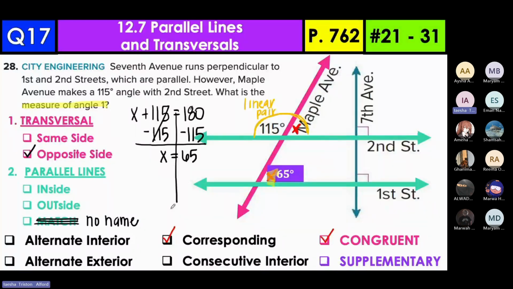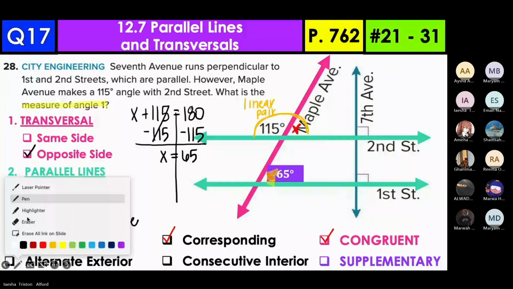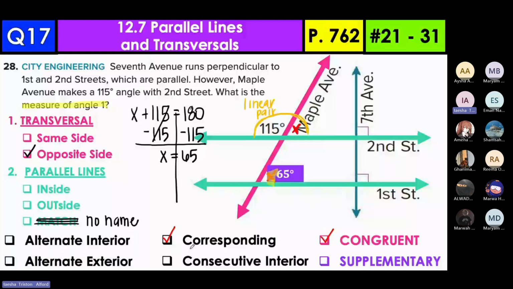So what did we just learn on this question? If there is no name, what are we going to look for? Corresponding. Find a corresponding angle. If there is no name, put the corresponding. Corresponding should be congruent. If you put the corresponding, voila, you're going to be able to get to the next step. Promise.